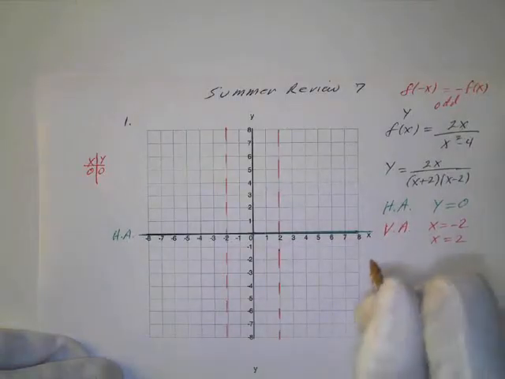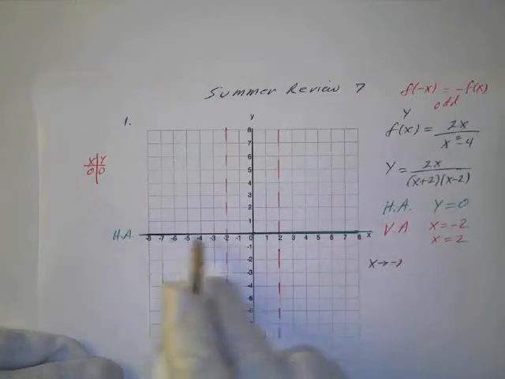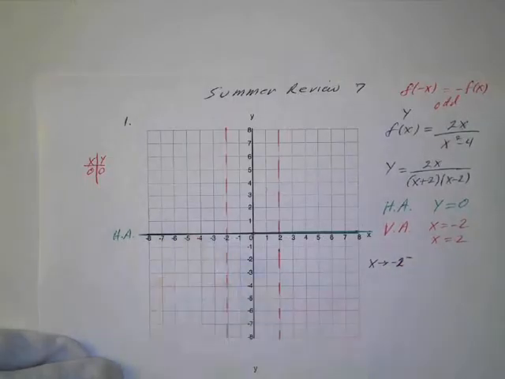Let's say as x approaches negative 2, so this is negative 2 over here, and we can approach it from either the left or the right, the positive or the negative direction, so this would be approaching from the negative direction. Okay? Now let's see what's going to happen with our function.